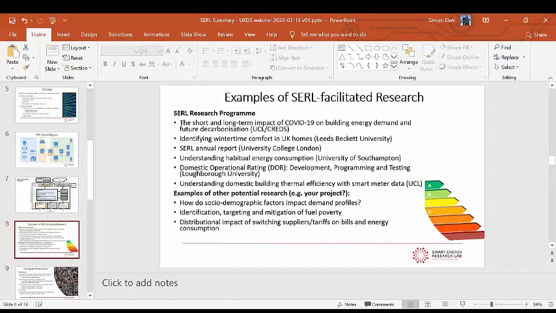As you can see, there's a bunch of other projects there that are part of our research programme. But as I said, the SERL research portal is open to all. So there's lots of other potential research that could be facilitated by using the SERL research portal. There's a few examples there. There are many others, and these could be your project. So perhaps looking at how socio-demographic factors impact on energy demand profiles, looking at fuel poverty, looking at the distributional impact of switching suppliers or switching tariffs, for example.